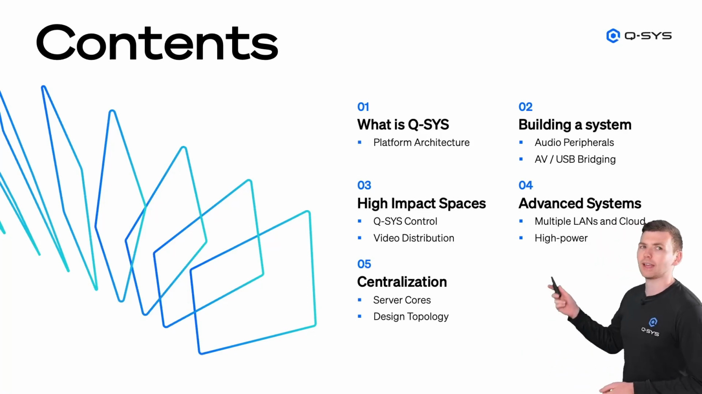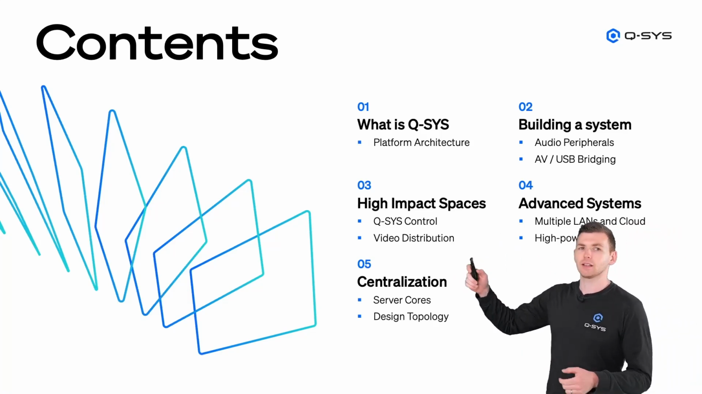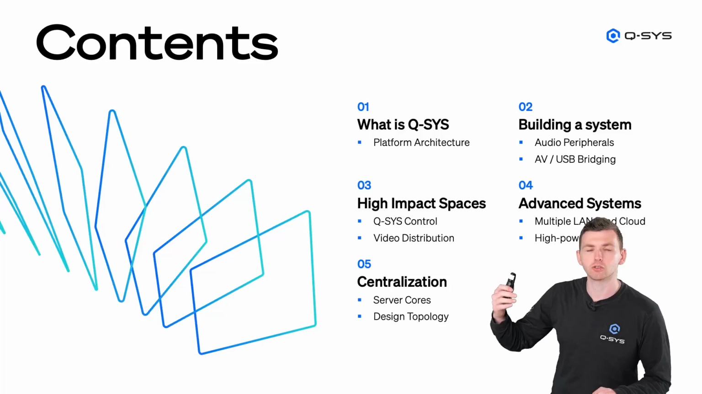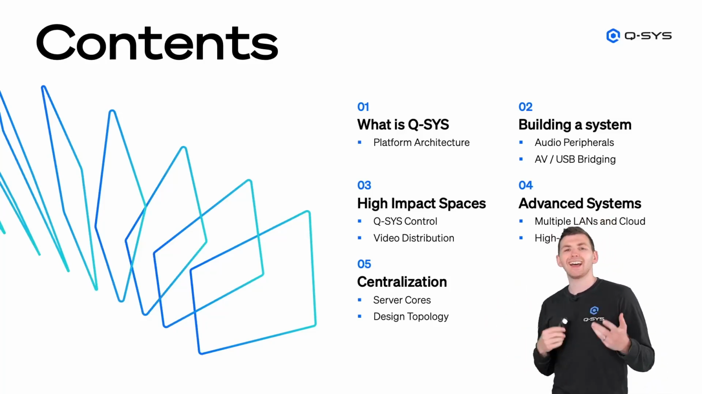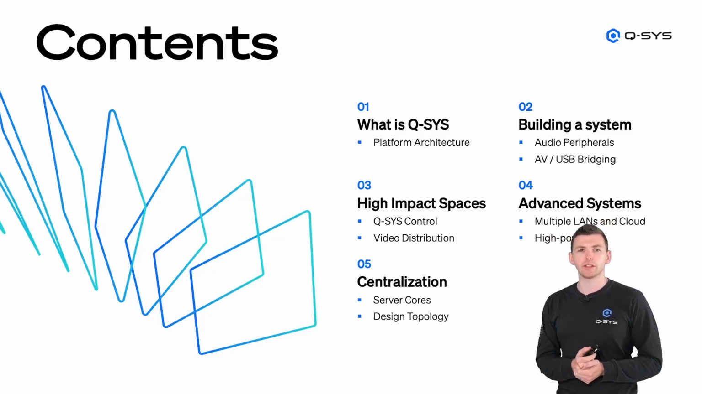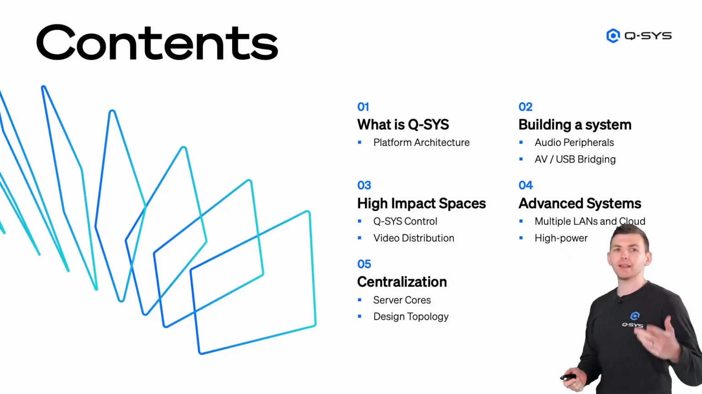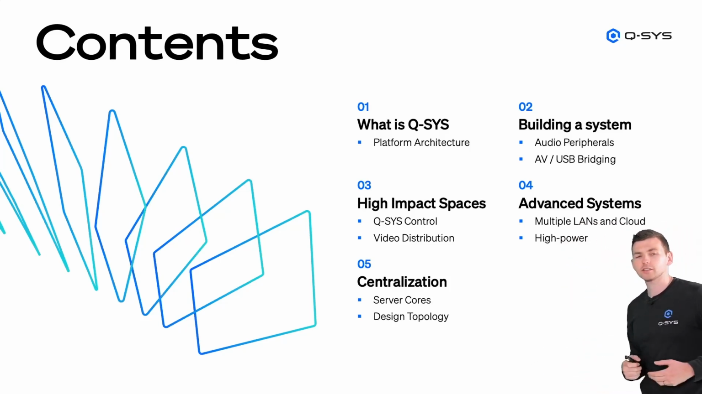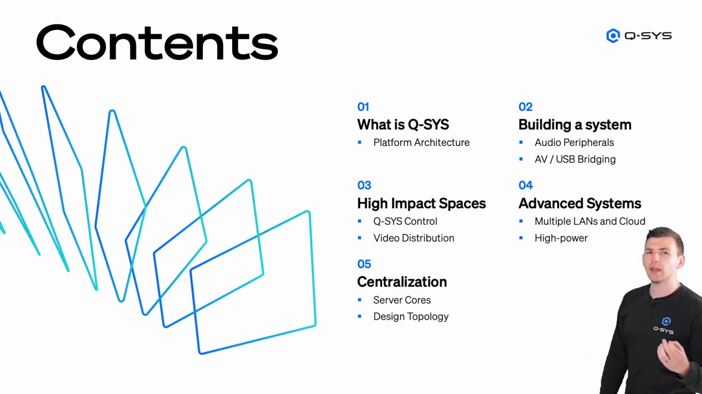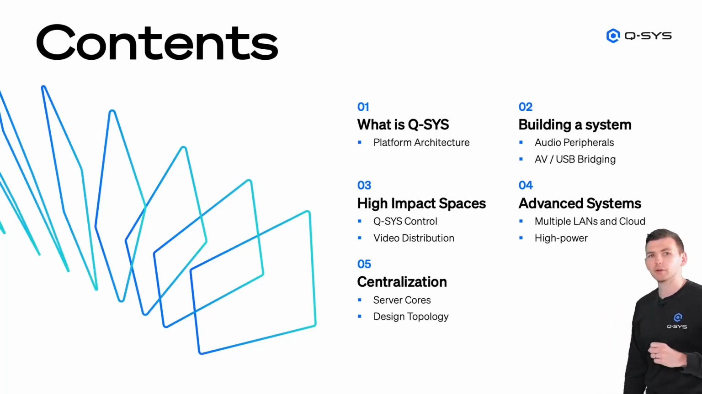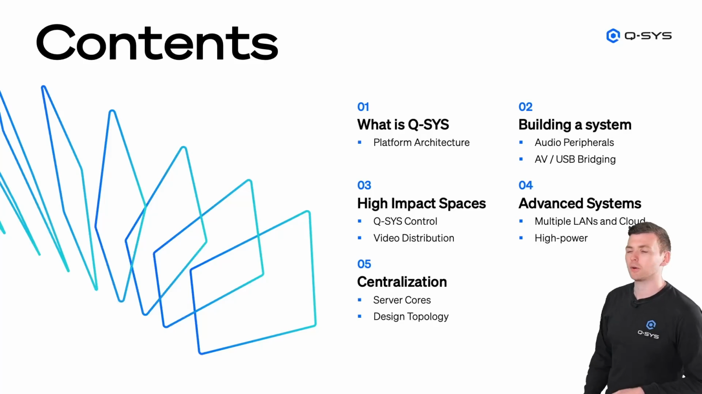We're going to start off looking at some high impact spaces, looking there more about Q-SYS control, video distribution, and other kind of technologies that you're going to want in those kind of spaces. We're going to go bigger still. We're going to look at some more advanced systems, look at when you need to use multiple networks, maybe network segregation, cloud, look at some really high power systems and some considerations you might want to make there.